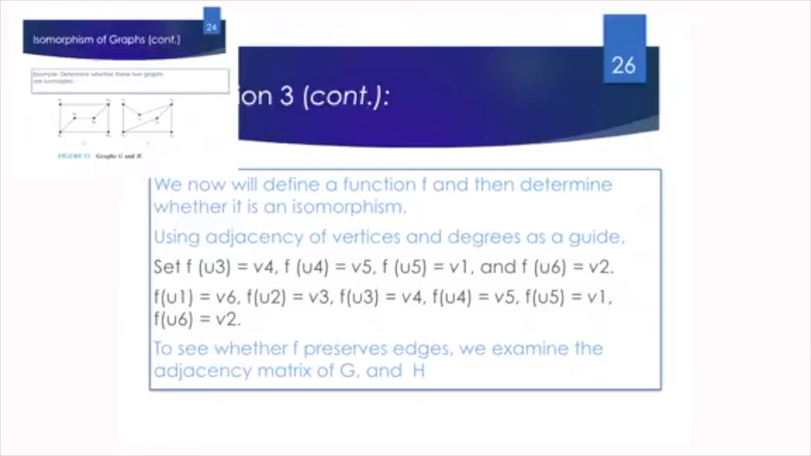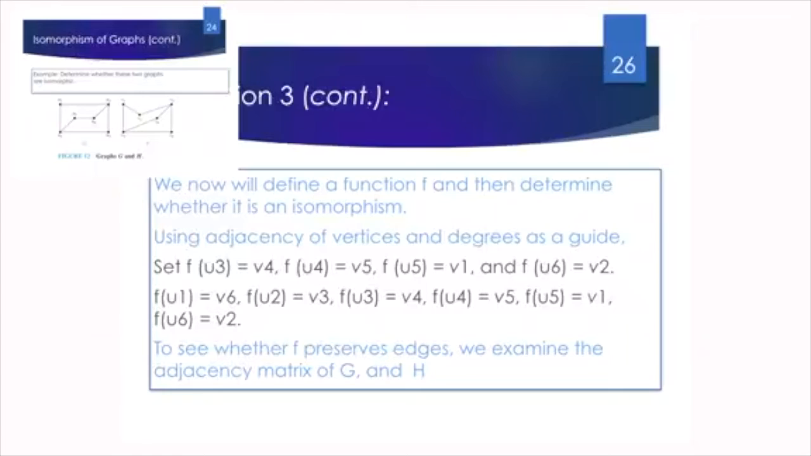If we found that these choices do not lead us to an isomorphism, we would then try f of u1 equal to v4. Because u2 is adjacent to u1, the possible images of u2 are v3 and v5. We now set f of u2 to be equal to v3. Continuing in this way, using adjacency of vertices and degrees as a guide, we set f of u3 equal to v4, f of u4 equal to v5, f of u5 equal to v1, and f of u6 equal to v2.